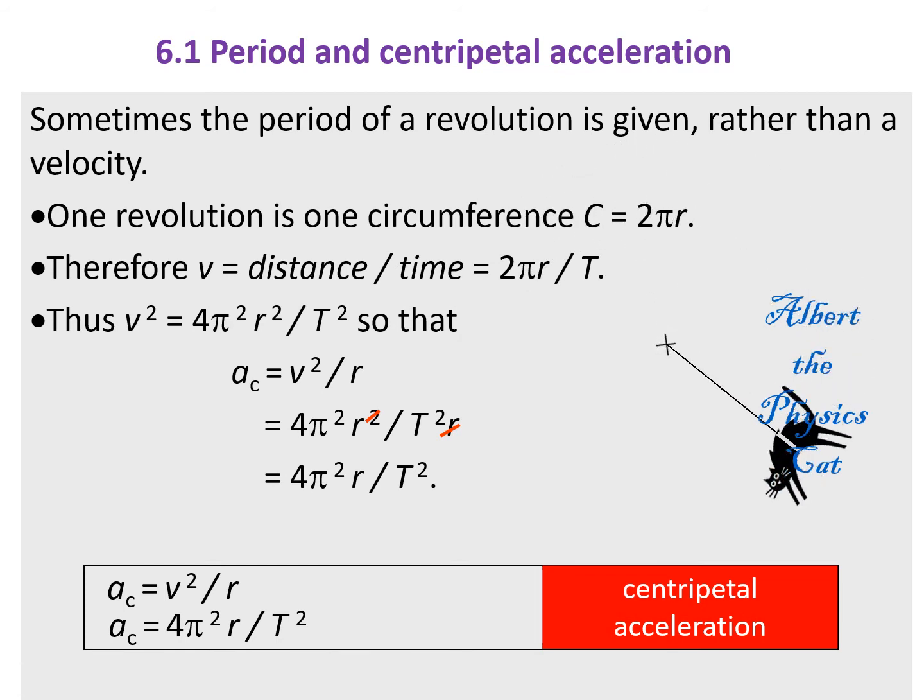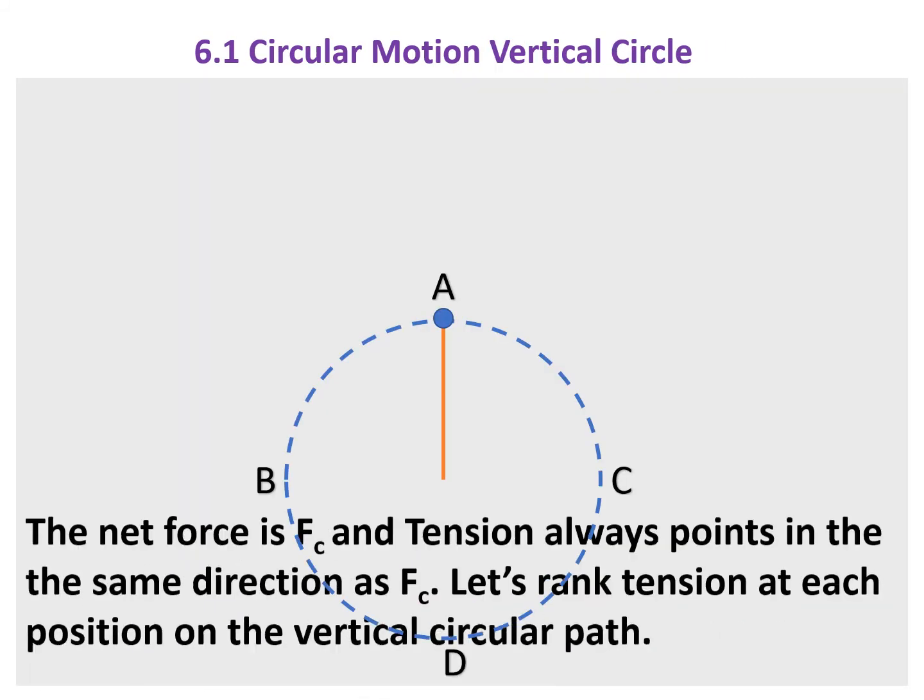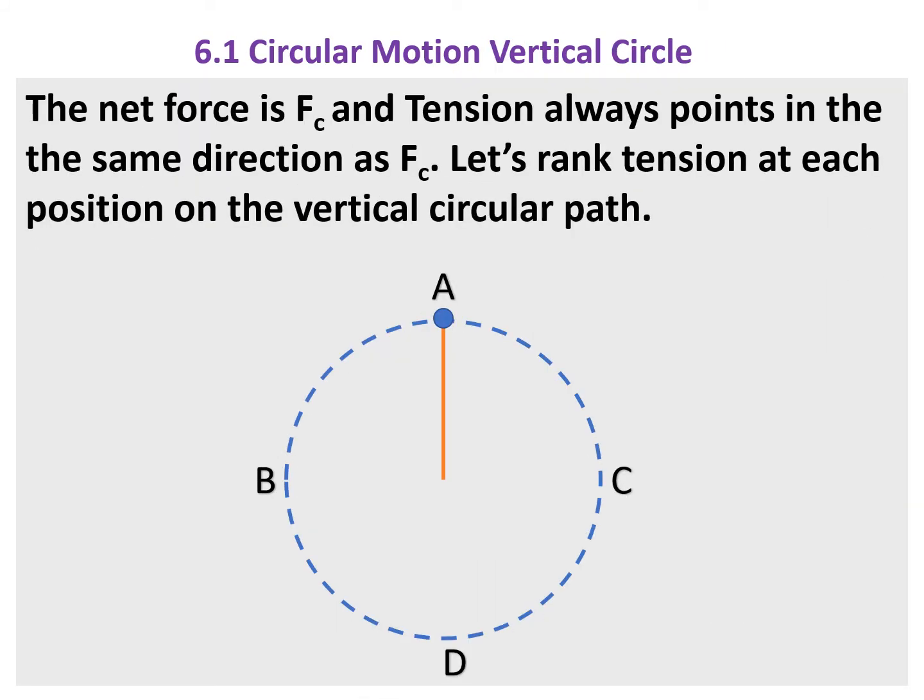And here we have Albert, the physics cat, who was not harmed in the making of this video. We're going to draw a free body diagram, so please copy this, A, B, C, D. Imagine I have an object spinning in a vertical circle. Always, for an object that's rotating or revolving, the net force is the centripetal force. So let's analyze the net force acting on the object in directions A, B, C, D. Always centripetal force, center seeking force, goes towards the middle. I have tension. Tension always goes towards the middle. So F sub c and tension always point in, always center seeking.